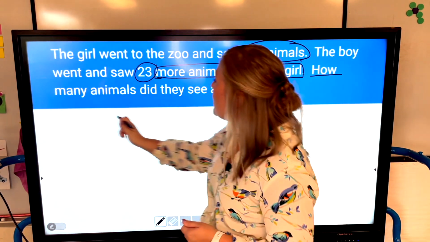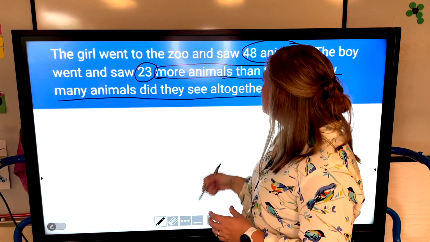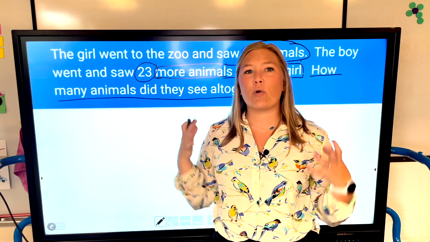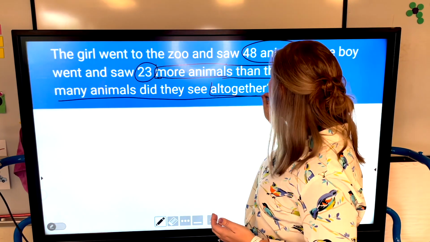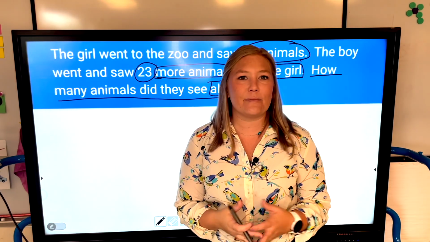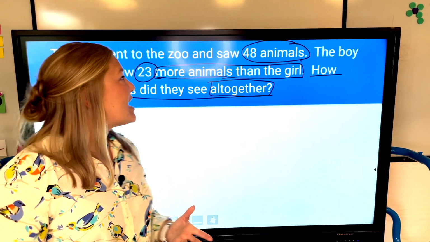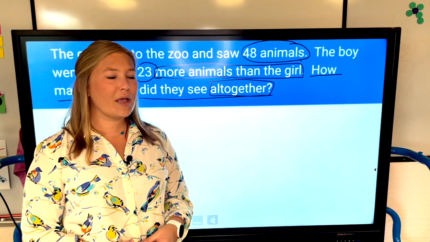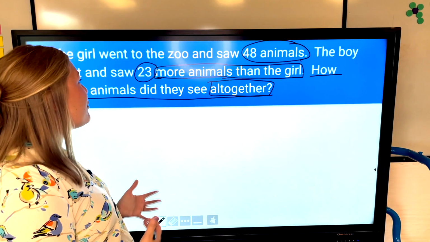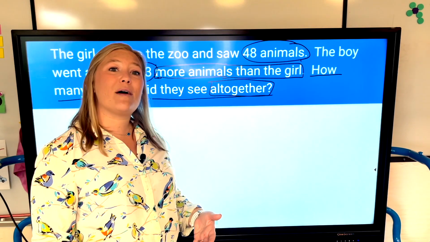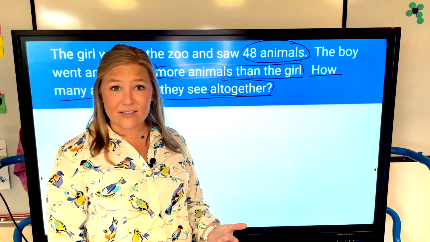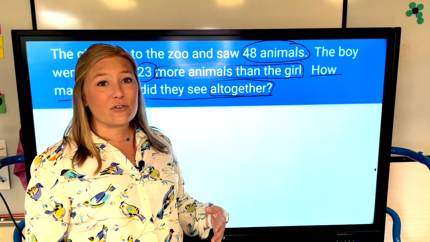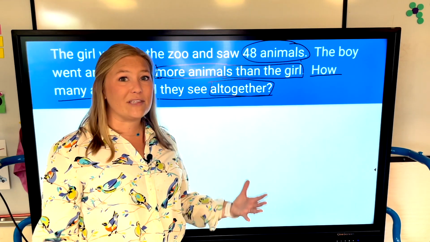Well, first let's underline that question. So that's our question that's asking us how many animals did they see all together. And then I know that word all together. I see it. It's an important one. And I know that they're telling me I need to add. Now, if I just add together the numbers 48 and 23, am I going to get the right answer? I'm not, because if I just add together 48 and 23, all that number is the number of animals that the boy saw. So we do need to do that as part of our problem, but that's not going to answer the question of how many they saw all together.